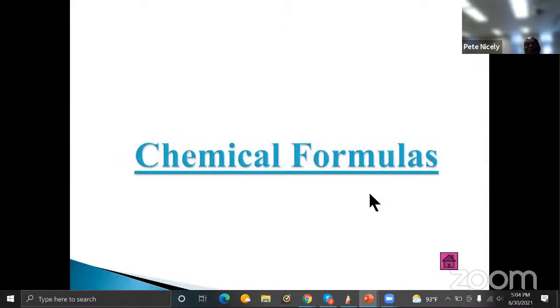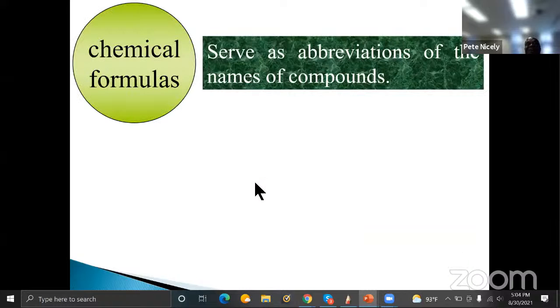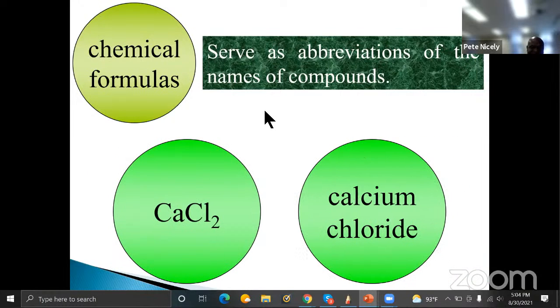Okay, I think this is going to be the last thing we're going to discuss, chemical formulas. In chemistry, we use chemical formulas as a shorthand way of representing a compound, and it can serve several purposes. For example, it can serve as an abbreviation for the names of compounds. So for example, this here represents the compound calcium chloride, all right?